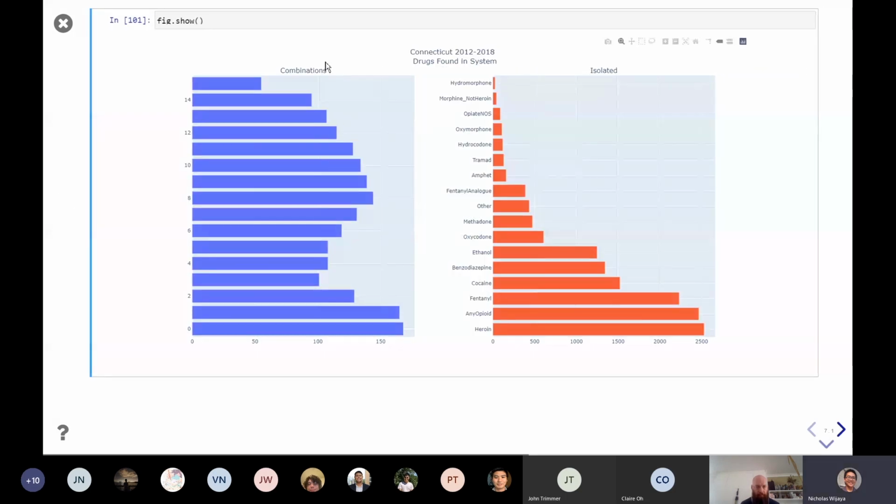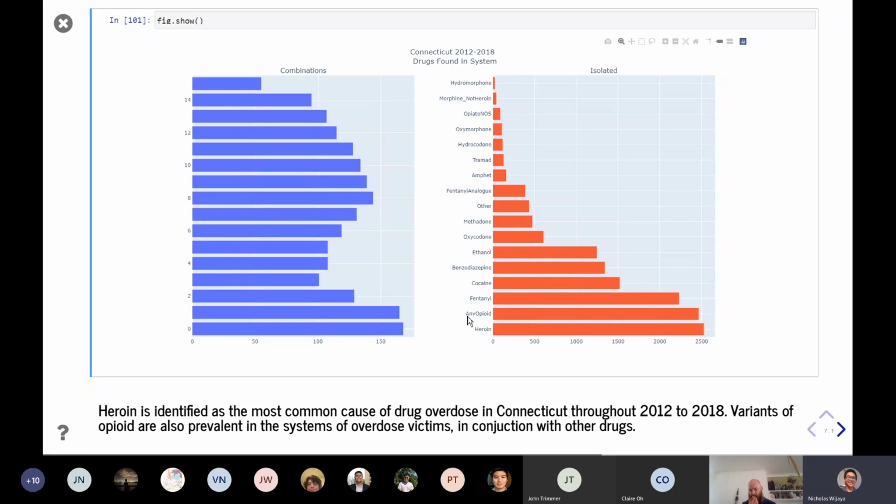So this is faulty. Basically, I tried to find what are the most popular drugs used by these victims upon their death. Now we see heroin and any opioid, and if this was working, you would see that opioid does not really come alone. It always comes in conjunction with other drugs, in a cocktail of other drugs. So that's quite interesting.